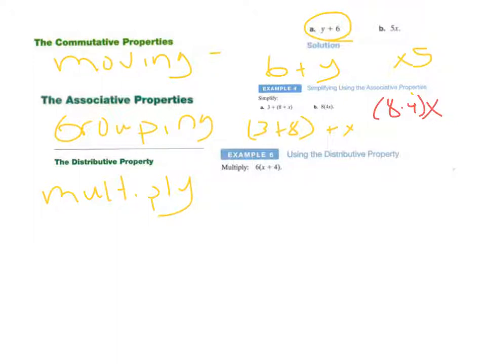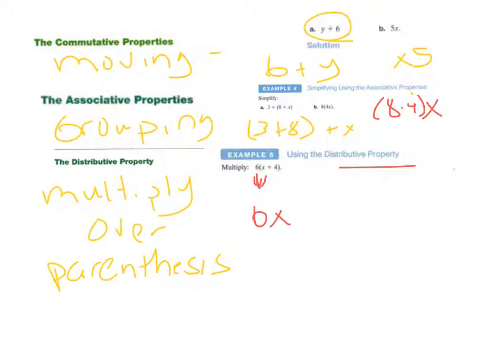Multiplying is the distributive property. So all we're going to do is multiply, and I'm going to change this, multiply over parentheses. So in this case, 6 times x is 6x, and 6 times 4 is 24. And there's the distributive property.